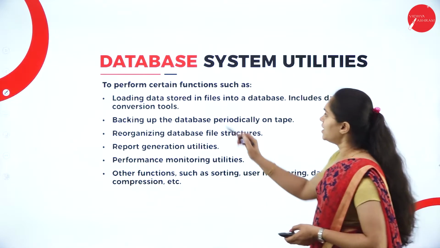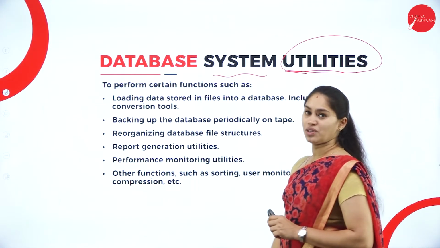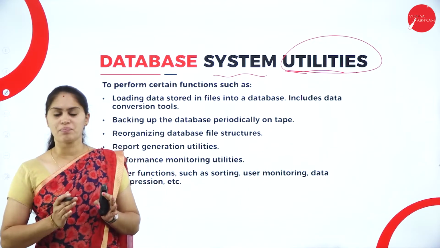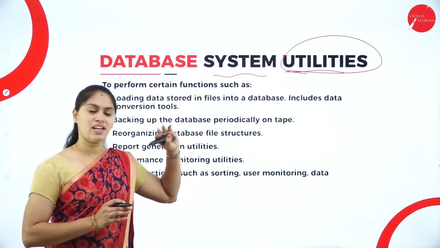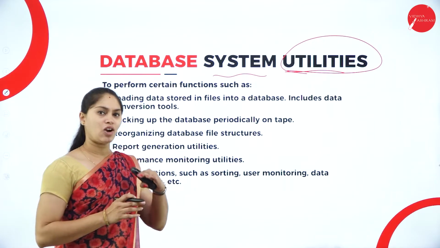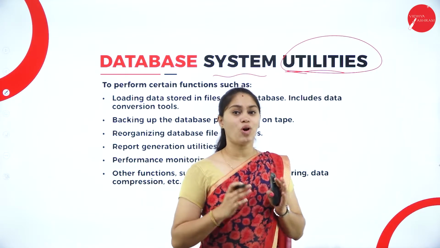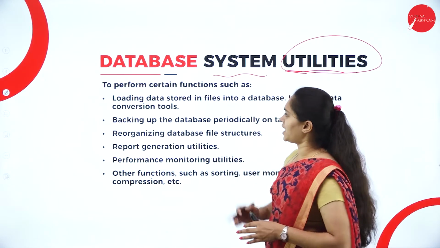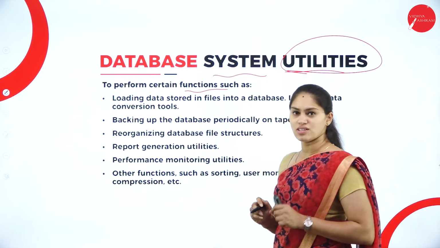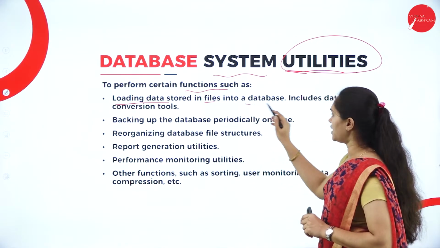And also we have some database system utilities. First, you have to understand what we mean by utility. It is like a set of applications, or a set of software. We use this kind of software in order to improve the efficiency of a database management system. So in order to have smooth running of the database, we have these utilities. So what do these utilities comprise in the database system? They perform certain functions. Mainly it includes loading of data which is stored in the files into a database.